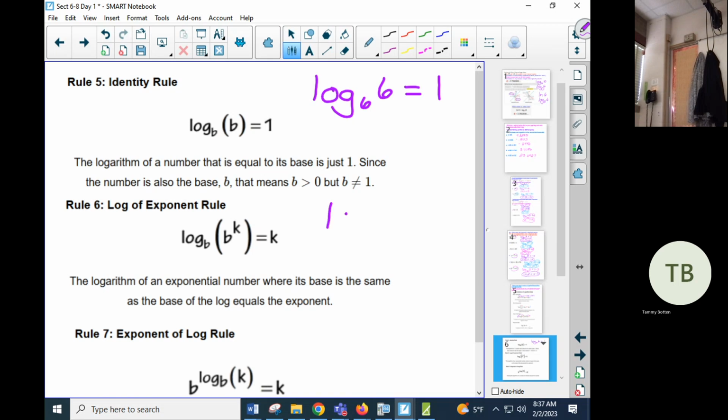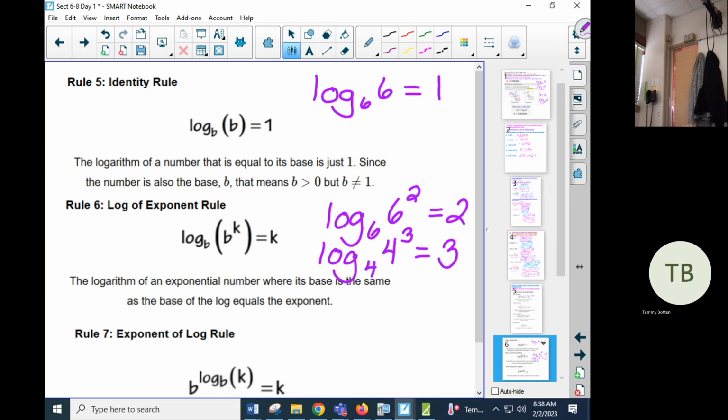This rule is anytime, again, these two numbers are the same, but this is to a power. What happens is this kind of goes away and your answer is just that power. So if you had log base 4 of 4 to the 3rd power, your answer would just be that power. If these two are the same, then you can kind of ignore this and 3 would be your answer.